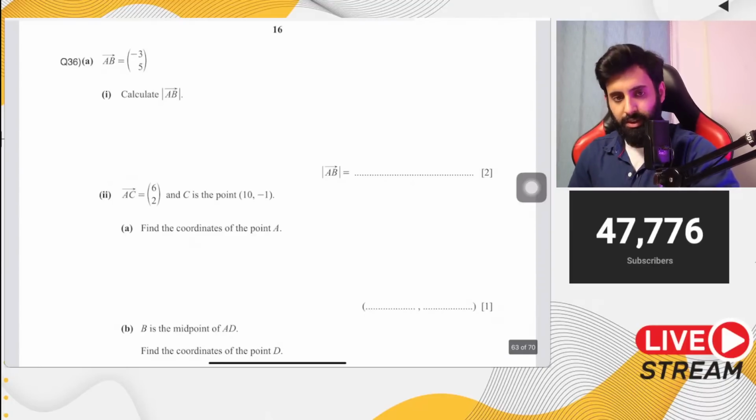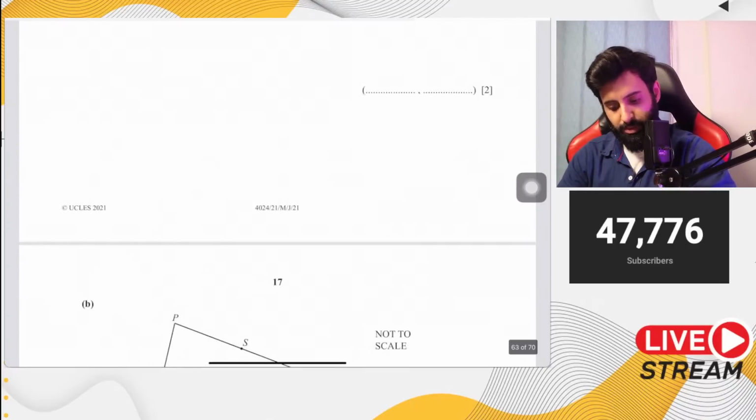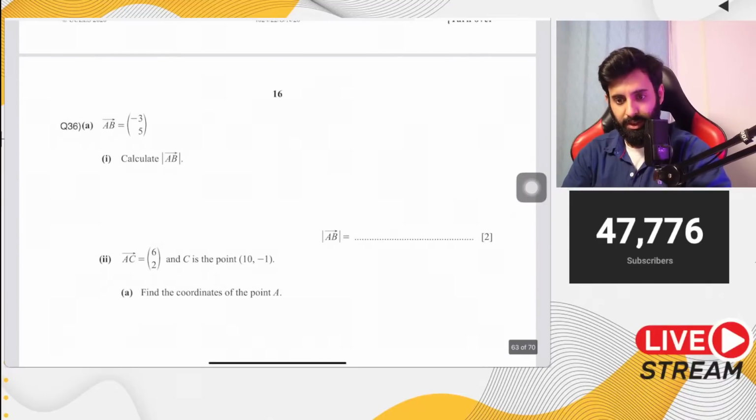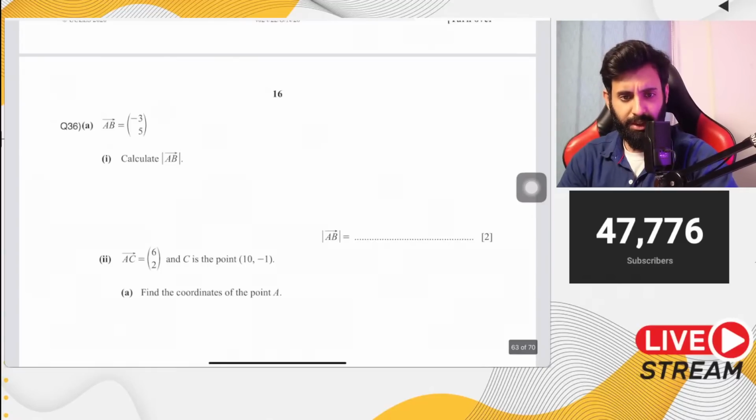Okay. So this is question number 36 of the worksheet. And this is from May, June 2021, paper 2, variant 1. Let's see what it says. So you're given a vector and you're asked to find out its magnitude. So a pretty straightforward question.